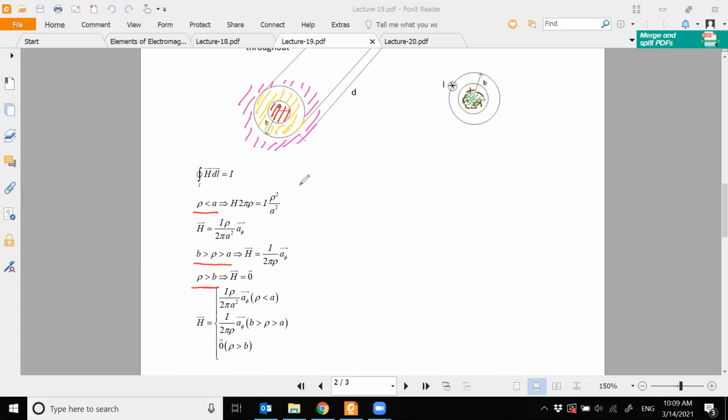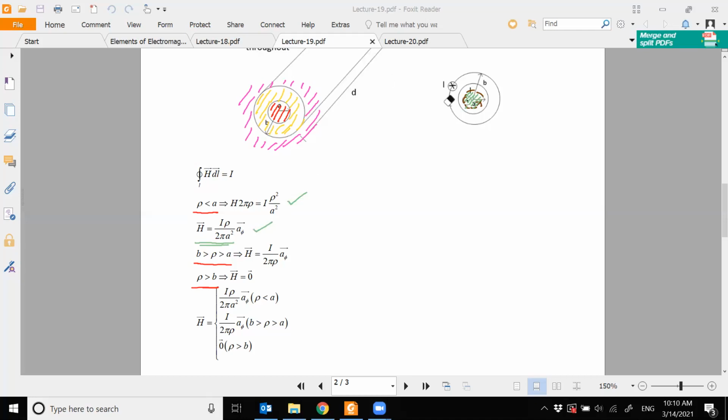So it will be I times rho squared over A squared, because this complete cross section of radius A is pi A squared. So the complete pi A squared is carrying the current I. So this green area will be carrying a fraction of the current, and the area of this green area is pi rho squared. Therefore, it is I times pi rho squared over pi A squared. Pi cancels, so it is I times rho squared divided by A squared. So therefore, this is the magnetic field, I rho over 2 pi A squared.